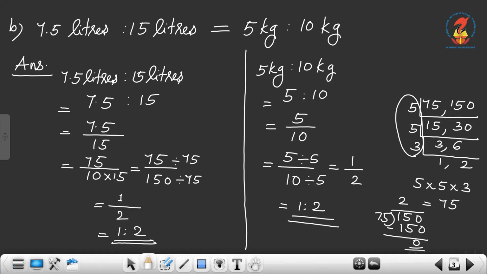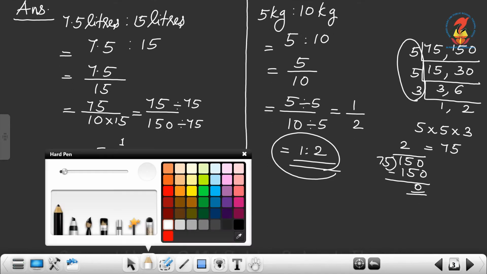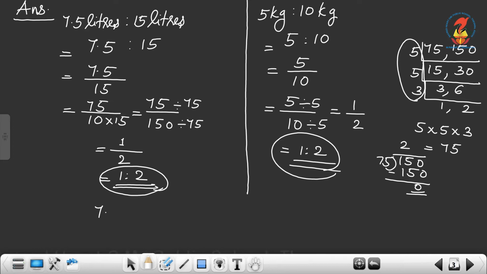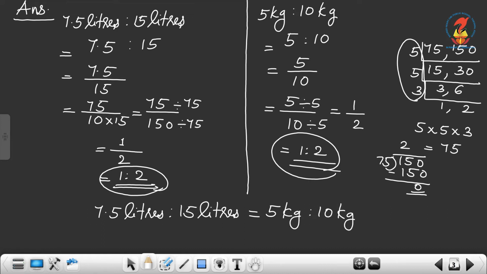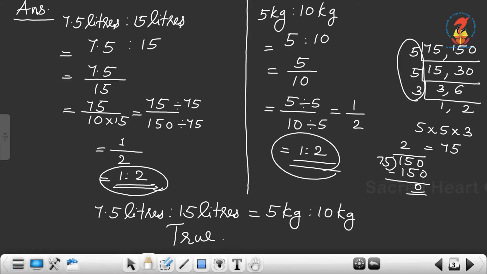Now look at that. The first one, we got the answer as 1 is to 2. For the second one also, 5 kilogram is to 10 kilogram, we got 1 is to 2. So what can we say? 7.5 liters is to 15 liters is equal to 5 kilogram is to 10 kilogram. So the four quantities are in proportion. So what about the statement? It is a true statement. So the answer we can write as true.